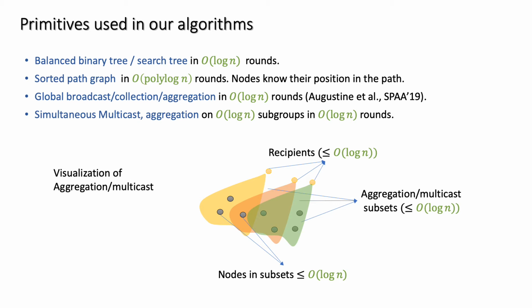A node knows its position in the path and can use the search tree to message another node by its position on the path. Broadcast and aggregation can be done globally, but interestingly, in spite of possible issues of congestion, it is possible to simultaneously broadcast from O(log n) distinct sources, each within a distinct subgroup of nodes.